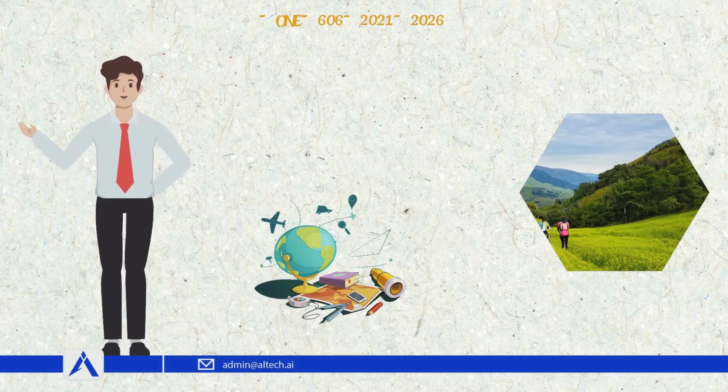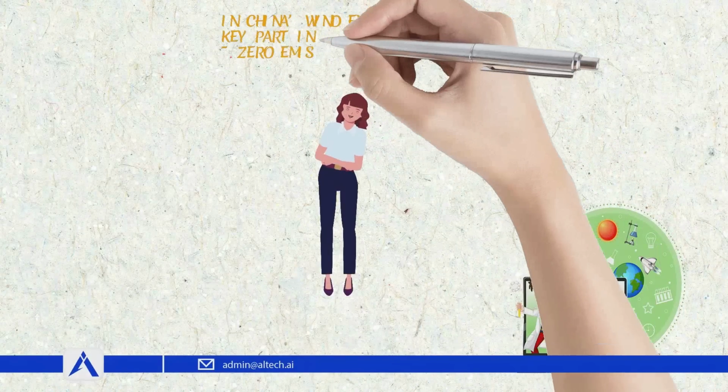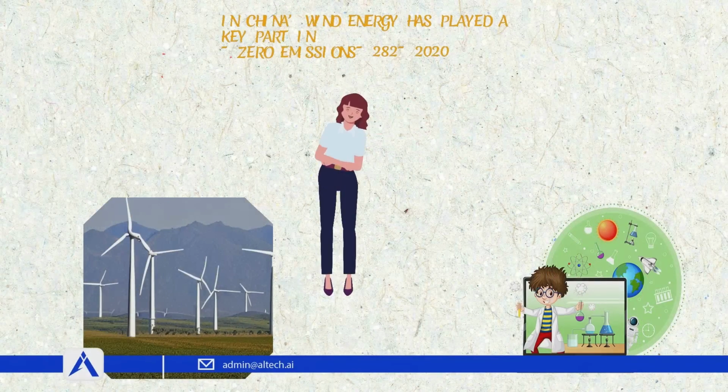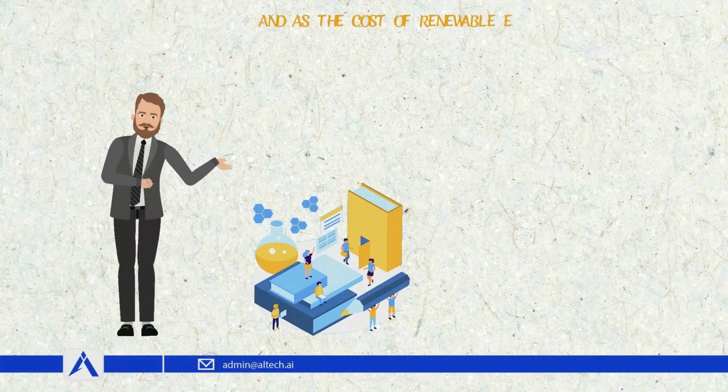Installed solar capacity is expected to increase by 606 gigawatts between 2021 to 2026 globally, which is more than the combined total installed capacity in the last decade. Other renewable sources also have a significant role to play. In China, wind energy has played a key part in their rapid transition towards net zero emissions, with installed capacity exceeding 282 gigawatts in 2020.